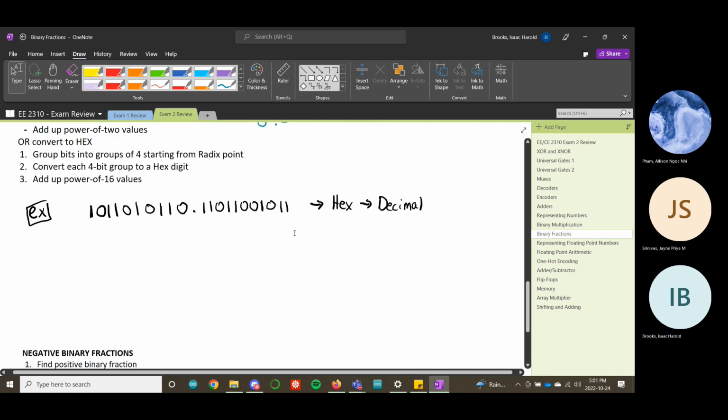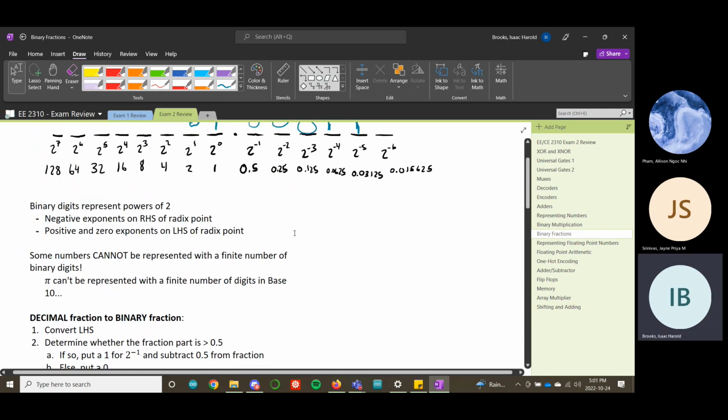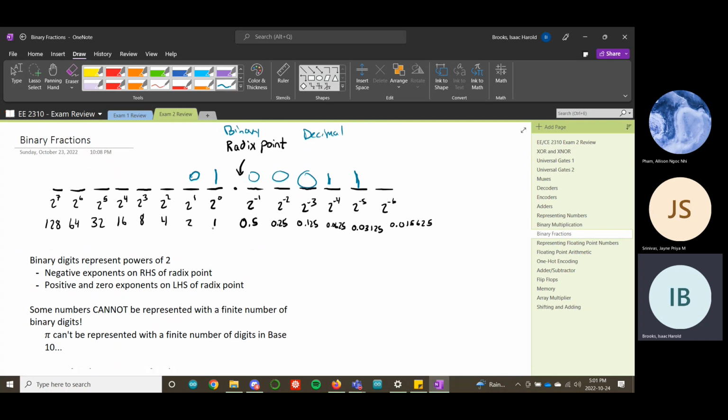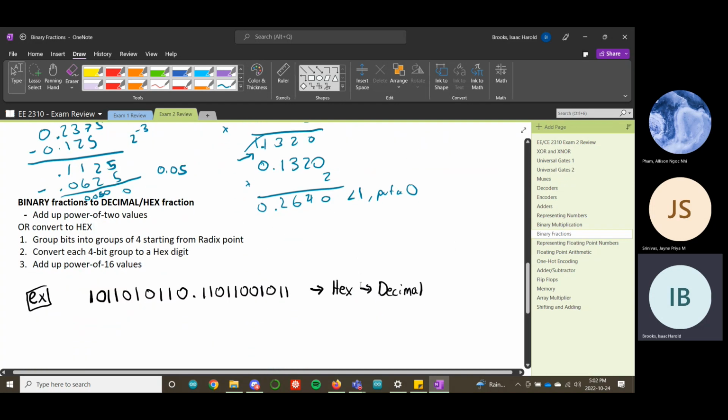To do the other way around, what you could do is just go through your number line and add up these powers of 2. So if it's 101.00011, you'd say this is 2 to the 2 plus 2 to the 0 plus 2 to the negative 4 plus 2 to the negative 5. So this is one way of doing it. The other way, if you have a lot of 1s, this could be a lot of things you need to add, and who knows what 2 to the negative 5 is off the top of their head.